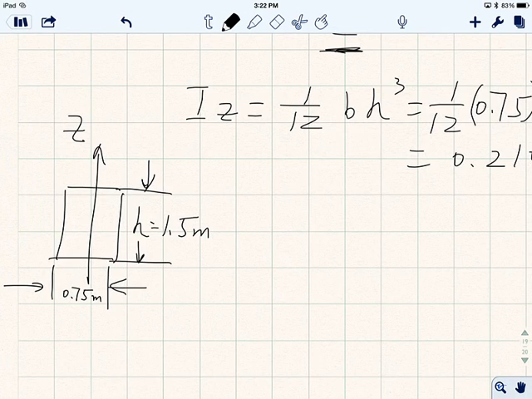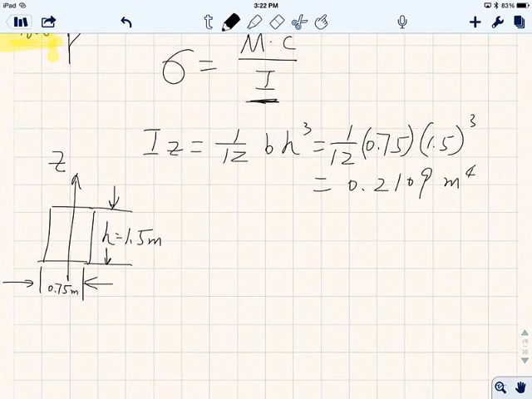Okay. Now, the way you calculate the Iz, or the area moment of inertia, is always 1/12 base times height cubed. So that tells you height plays a more important role, right?